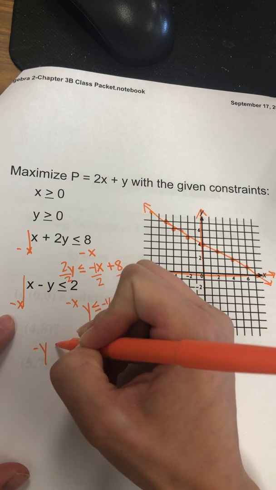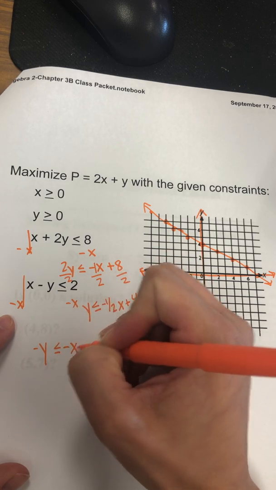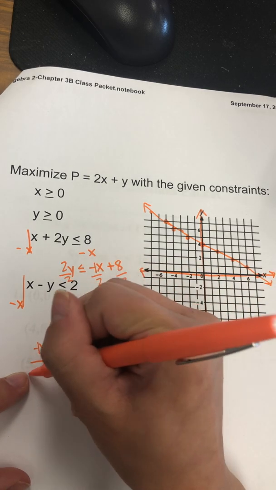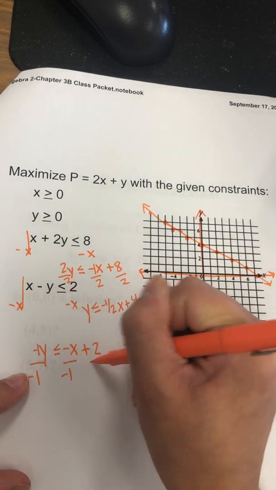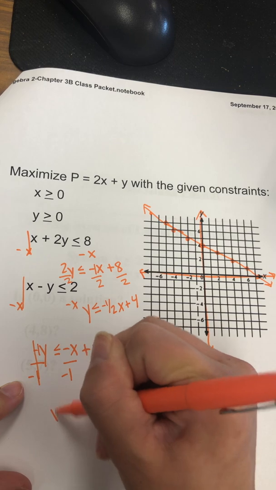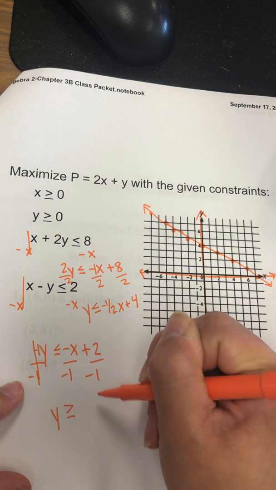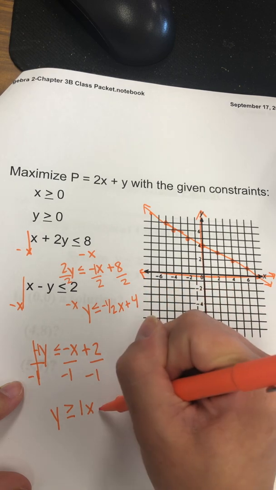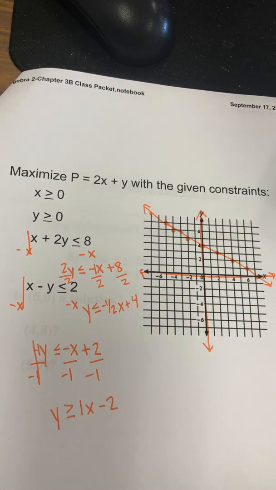And then my last one, converting this, subtract x on both sides. That gives me negative y is less than or equal to negative x plus 2. I still have a negative 1 out in front of my y, so I now need to divide everything by negative 1. I divided by a negative, so I'm going to flip the sign. Negative x over negative 1 is positive 1x, and 2 divided by negative 1 is negative 2.